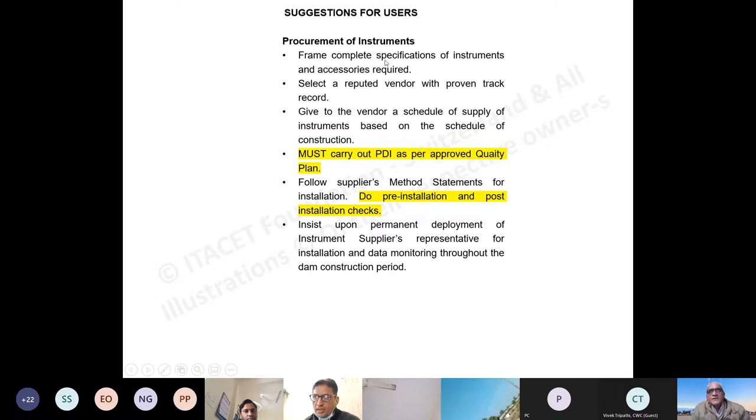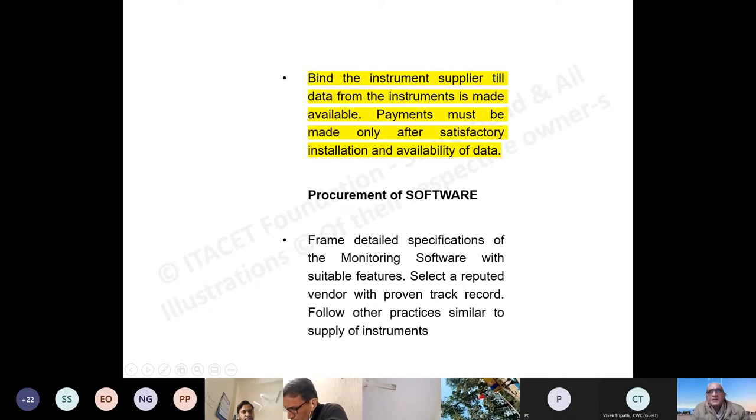Now, I'd just like to summarize what I said. The first thing is that when we place an order for an instrument, we should frame a complete specification of the instruments, what we require, select a reputed vendor, and give a schedule to the vendor to supply. We must carry out a pre-dispatch inspection of the instruments, and we must follow supply method statements and do pre-installation and post-installation checks. We must insist on a permanent deployment of an instrument supply representative for installation and auto monitoring throughout the construction period. We should bind the instrument supplier till data from the instrument is made available.